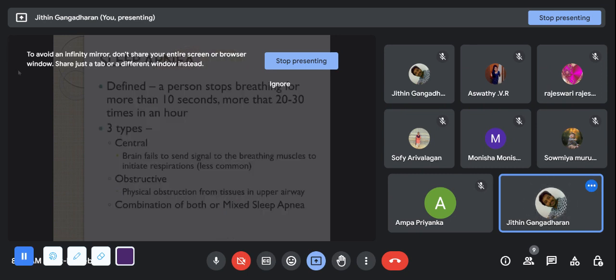Just understand that sleep apnea means when a patient stops breathing for more than 10 seconds, and this happens more than 20 to 30 times in an hour, then you can call it sleep apnea. If a patient is not breathing for more than 10 seconds, and this occurs more than 20 to 30 times in an hour, it is known as sleep apnea.